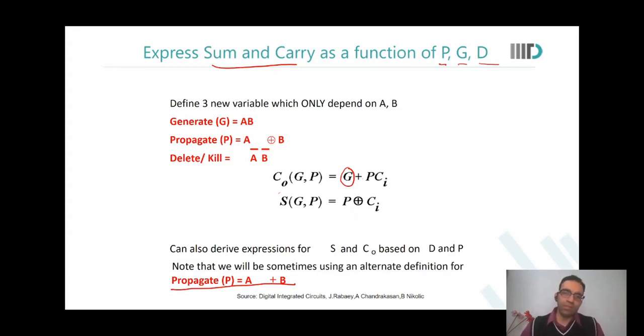Are you able to see this? See, for C out, I already have G there. That is, if A and B both are 1, I will have G equal to 1. So if Ci was 0, in that case also, I could say that, let me use propagate as 1.